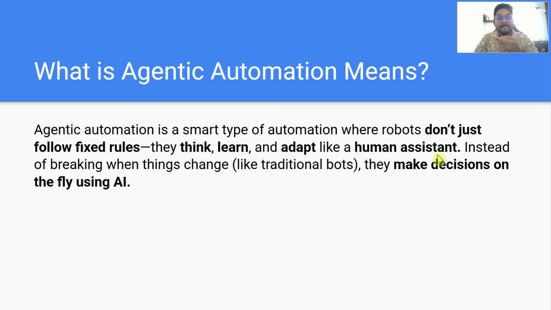Because it is AI driven, it can think like a human, it can take actions, it can take decisions, instead of breaking when things change like traditional bots. You all might have experienced that if something goes wrong within the application, the selectors will break and the robot doesn't work. With agentic automation, these things can be avoided because it can think just like a human being. If something has changed, it knows exactly how to act. They make decisions on the fly using AI. So this is what agentic automation means.